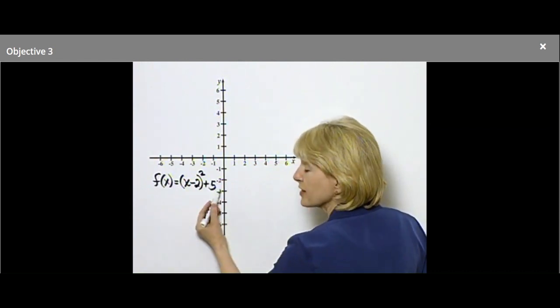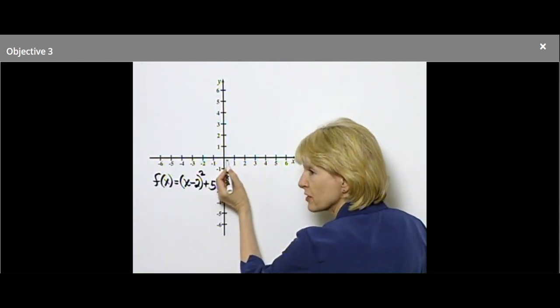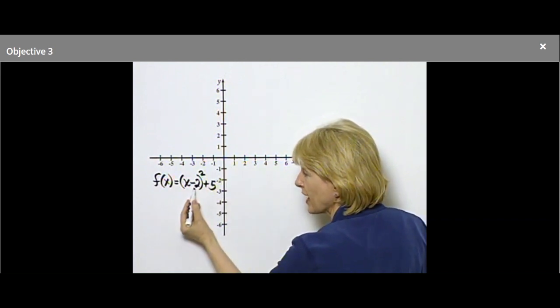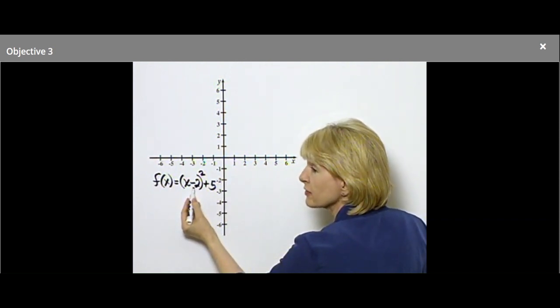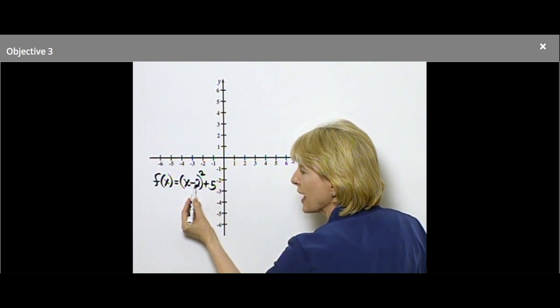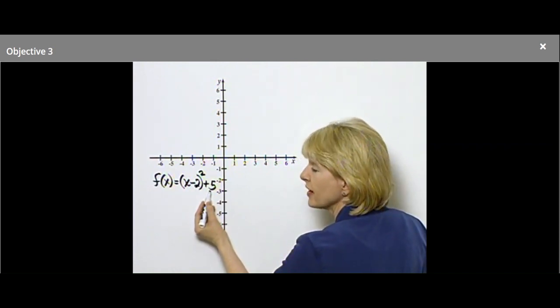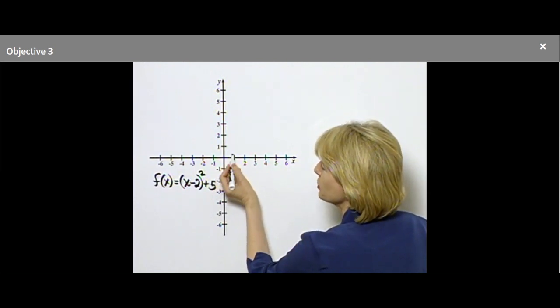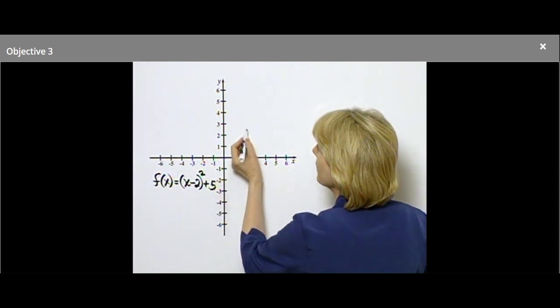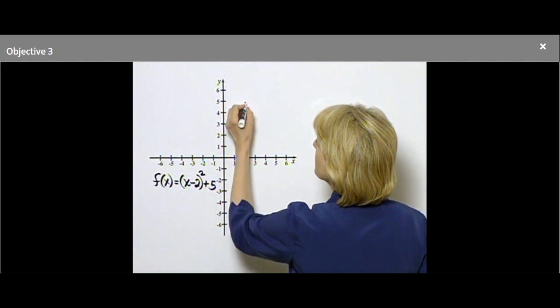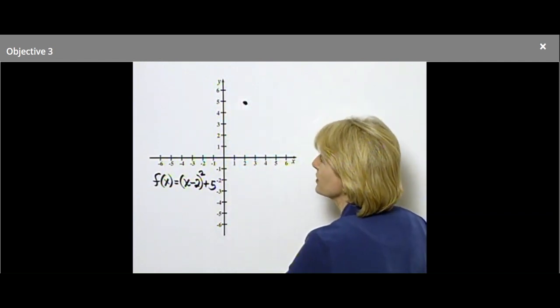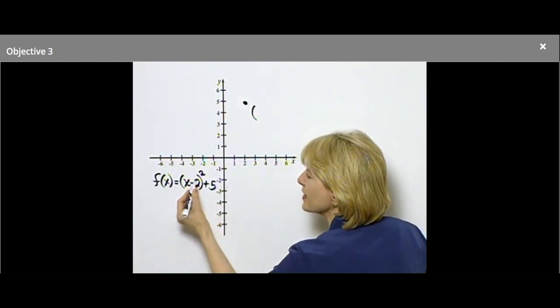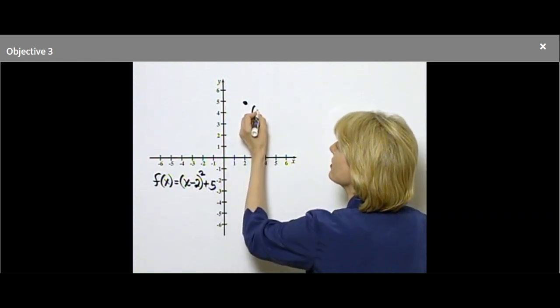Remember what this causes or what happens to the vertex as you graph. This means a movement of 2 units to the right, 5 units up. So instead of the vertex being at (0, 0), it moves 2 units to the right, 5 units up, and here is the vertex. The vertex is at (2, 5).